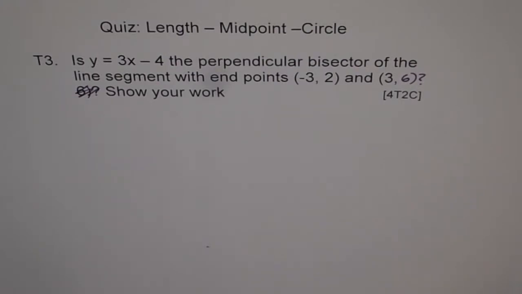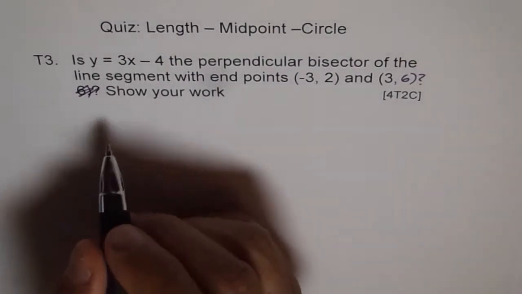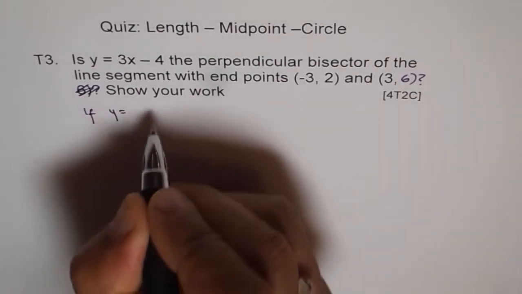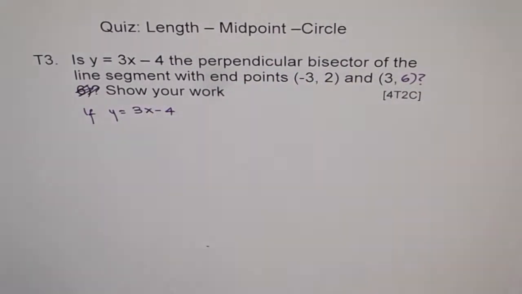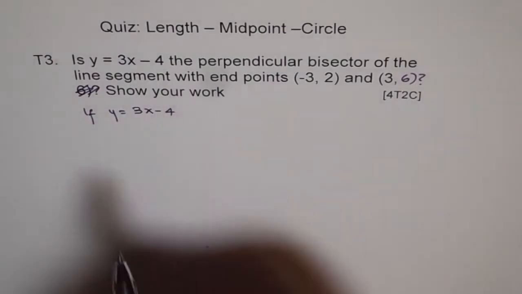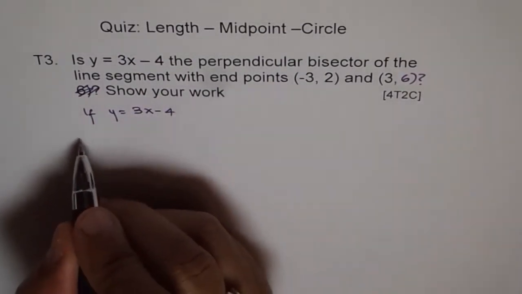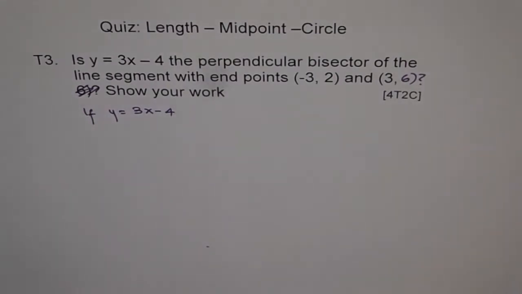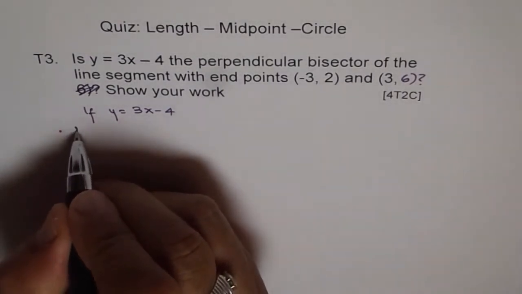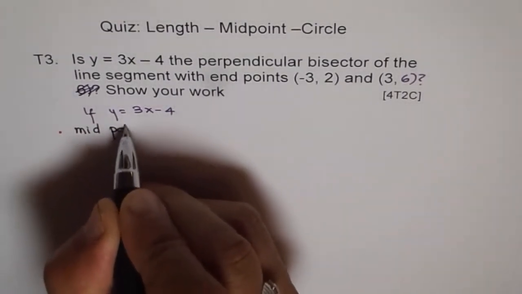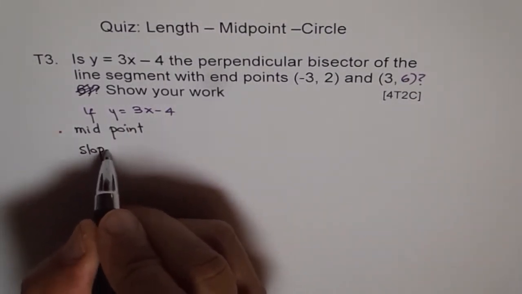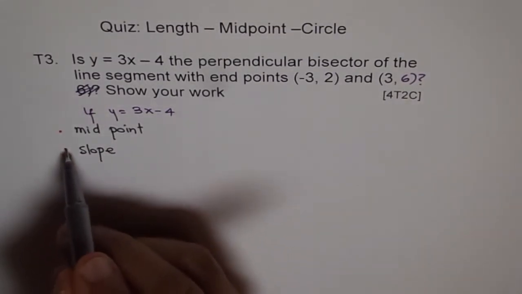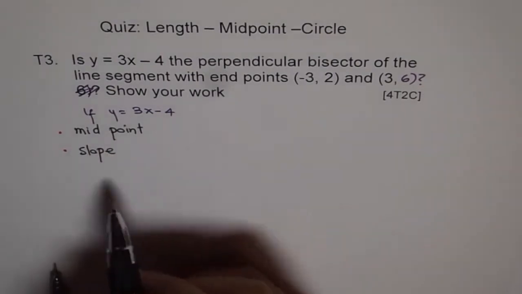Now first thing is, if the line y equals 3x minus 4 is the perpendicular bisector of this line segment, then it means what? It means the midpoint lies on this line. It means 2 things, right? First, let me write. It means first, you have to test for the midpoint, and the second, you have to test for negative reciprocal slope. Second thing is the slope. These 2 things you have to consider. Midpoint of what? These 2 points.